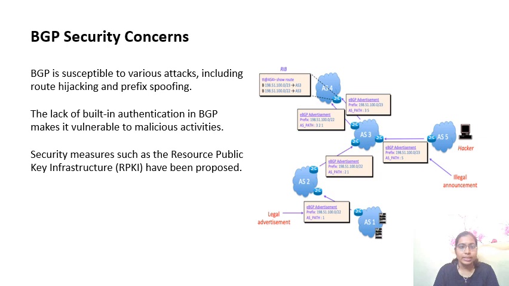BGP security concerns. BGP is susceptible to various attacks, including route hijacking and prefix spoofing. The lack of built-in authentication in BGP makes it vulnerable to malicious activities. Security measures such as resource public key infrastructure have been proposed. RIB.